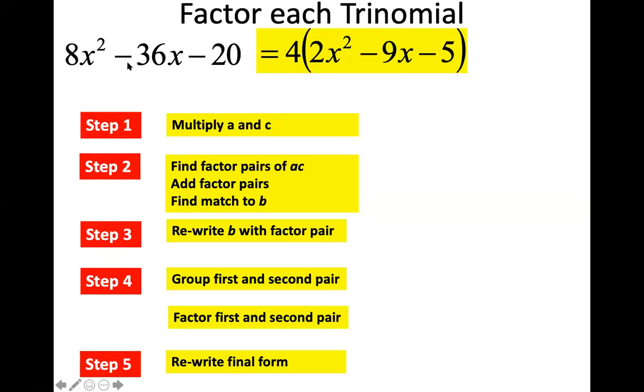If you didn't factor out that 4, 8 times 20 is negative 160. It's just a huge number to consider. So this technique works well.